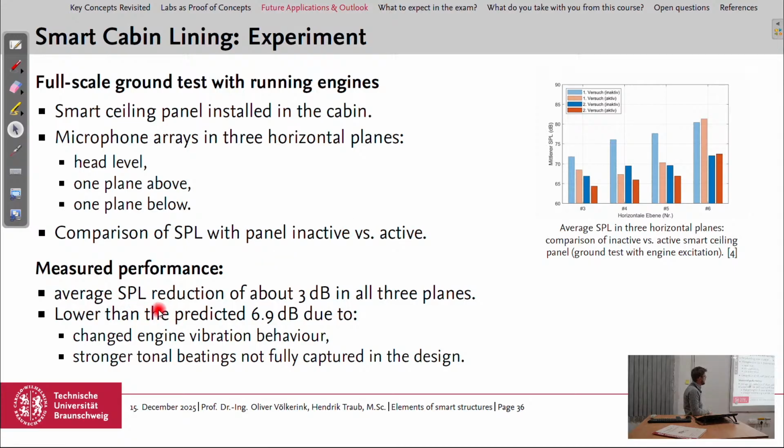So they could achieve a sound pressure level reduction of 3 decibels in 3 planes, but a lower reduction than the one predicted with all the assumptions in the design study. A possible reason for this is changed engine vibration behavior between the initial test to collect the data for the design and the validation experiments, and maybe some tonal beatings not covered in the design.